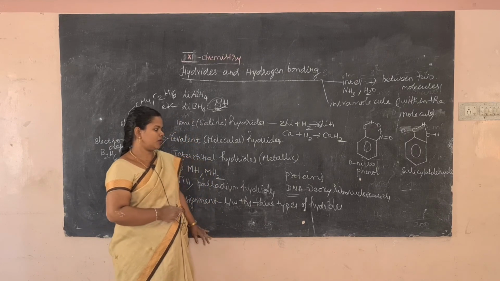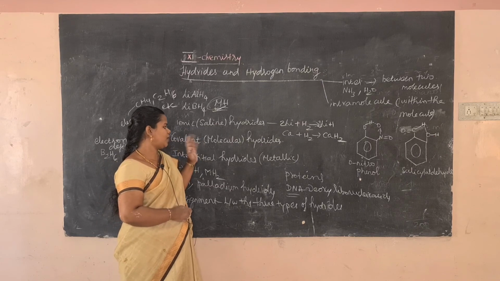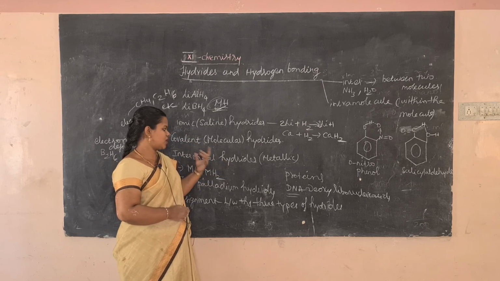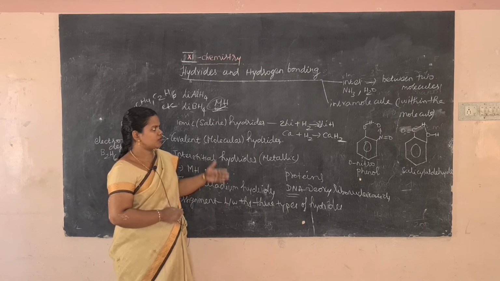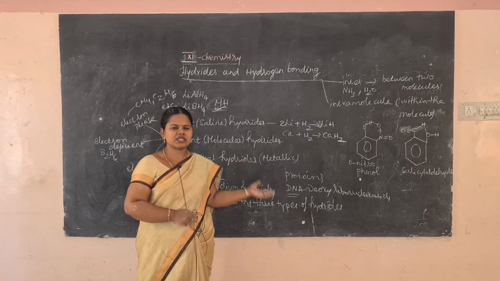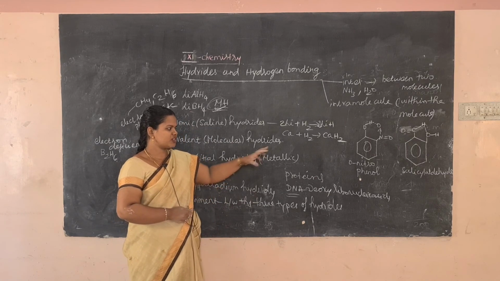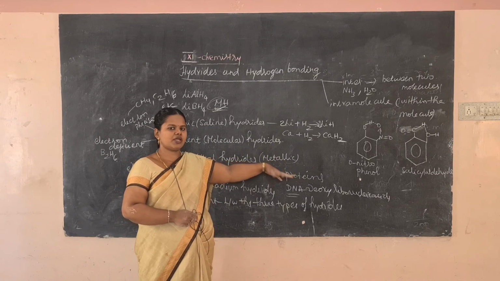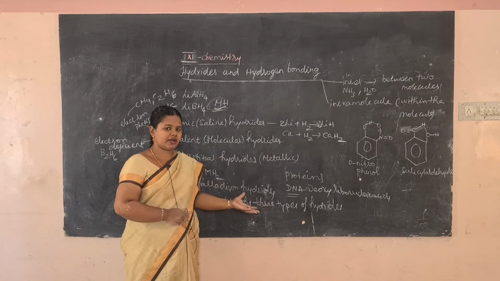Then we have learnt about the hydrides, that is ionic or saline hydride, covalent or molecular hydride, then interstitial hydride or metallic hydride. Then the two types of hydrogen bonding, that is intermolecular hydrogen bonding and intramolecular hydrogen bonding. You learn what is intermolecular hydrogen bonding and what is intramolecular hydrogen bonding, and learn one example.